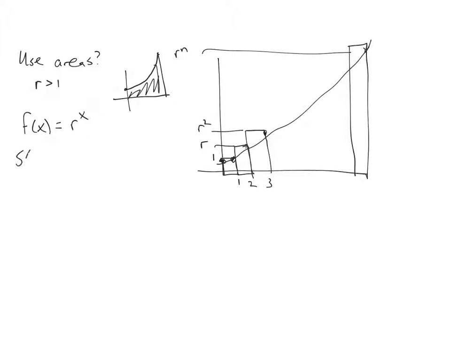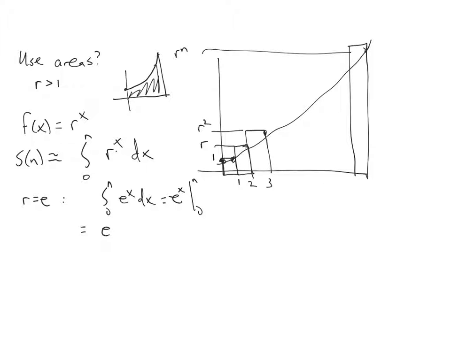So the sum is very close to the integral from 0 to n of r to the x dx. Now this is a little harder to add up, so we'll just pretend that r is equal to e, then we know what that is. It's the integral from 0 to n of e to the x dx. The antiderivative of e to the x is just e to the x. So we get something like e to the n minus e to the 0, which is e to the n minus 1, which is in theta of e to the n.